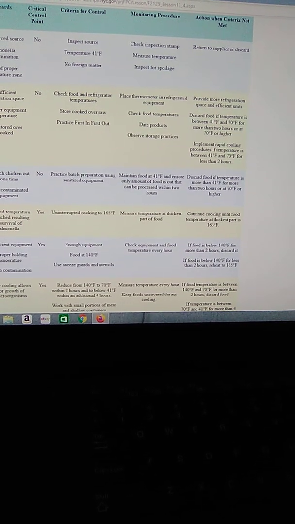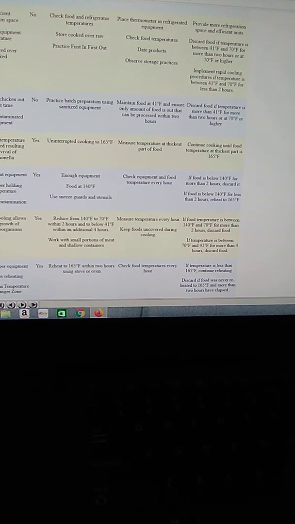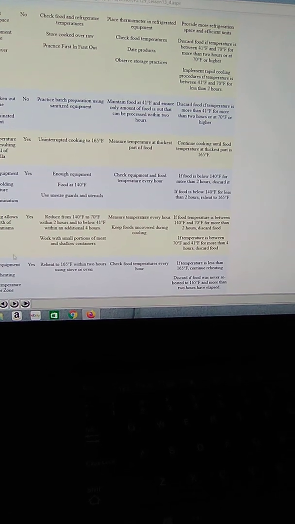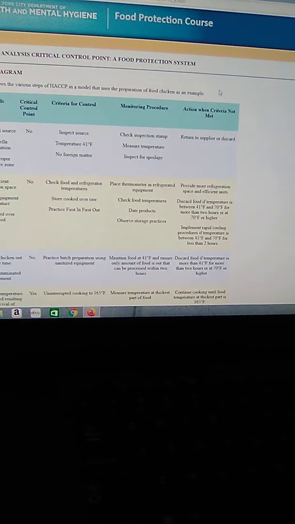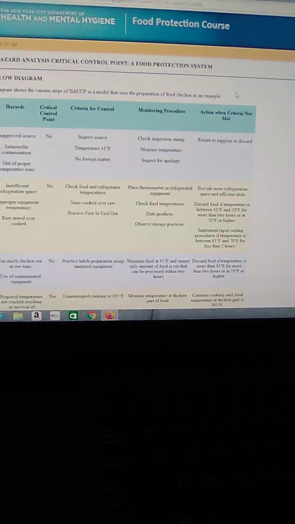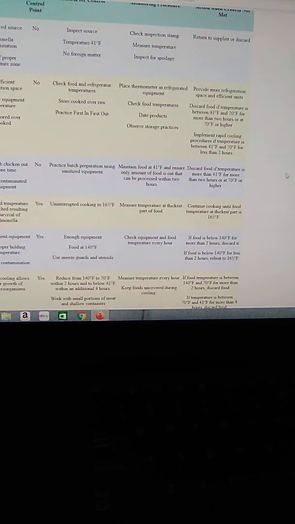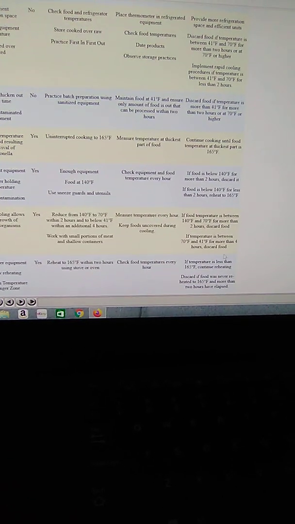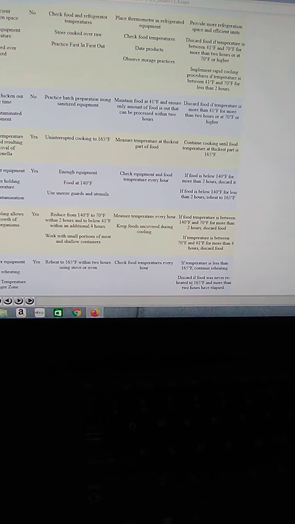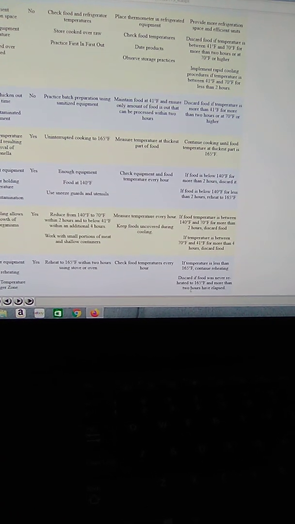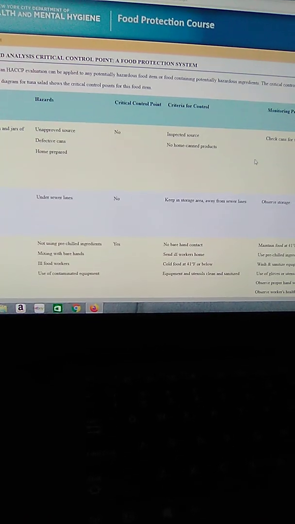This is the second step, storage. Third step, preparation, cooking, hot holding, cool leftover food, and reheating. So every step of the way that you are handling this chicken, you have to record the hazards and write down the criteria of what is going on. Like at the bottom, if temperature is less than 165, continue reheating. Discard food if food was never reheated to 165 and more than 2 hours have elapsed. Okay, so that's what you do to handle it.